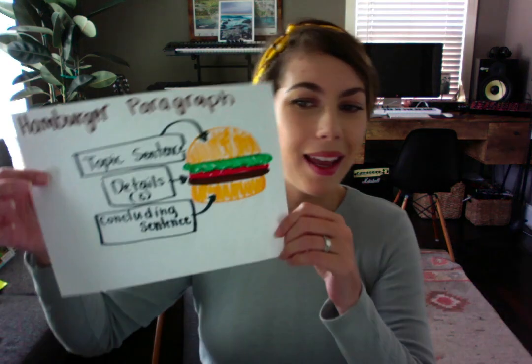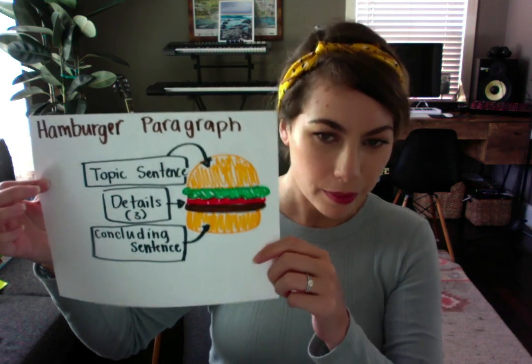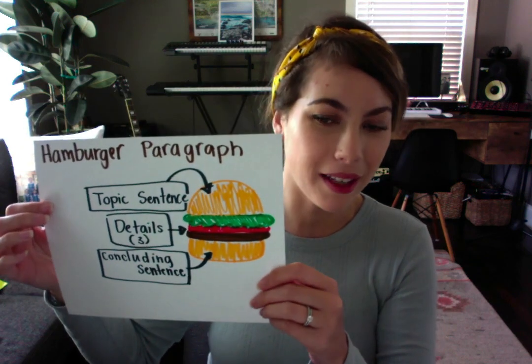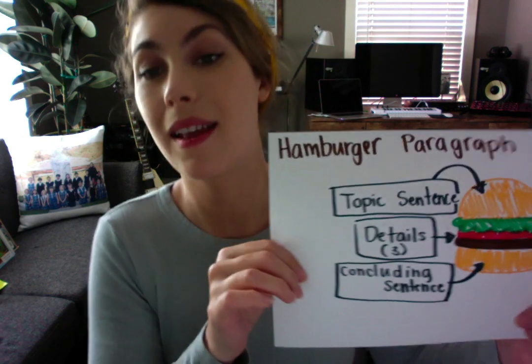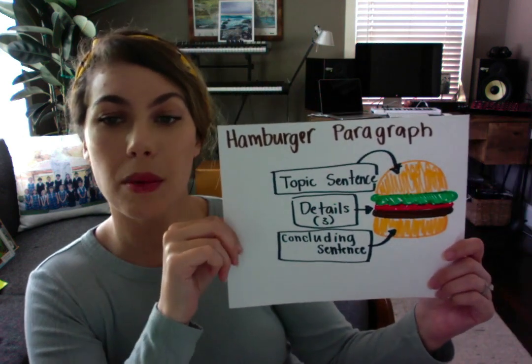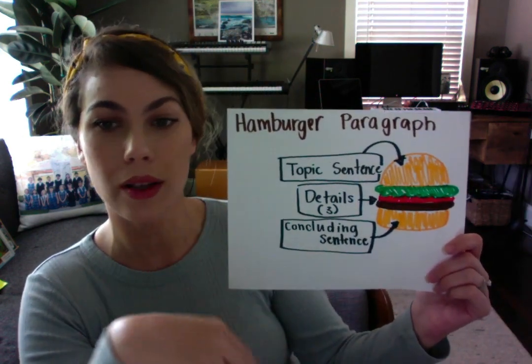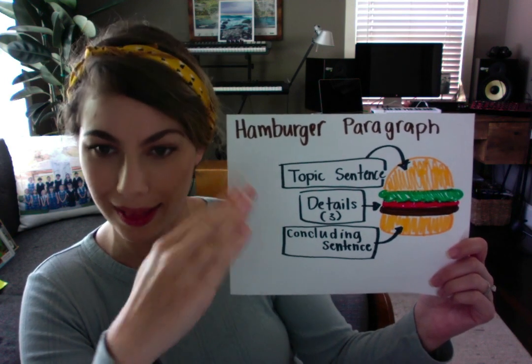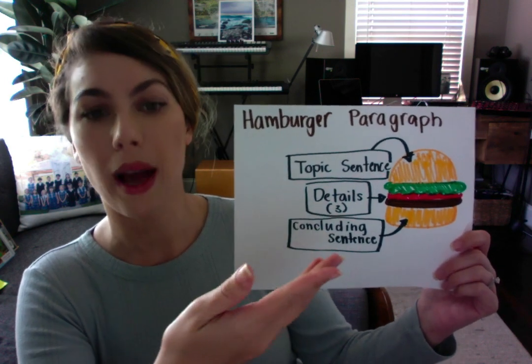And the first thing we're going to do is talk about those topic sentences and details and concluding sentence in a way that I think is easy for you to understand. And that is a hamburger paragraph. And I know it looks silly at first, but it actually makes a lot of sense. So a hamburger paragraph shows you what your paragraph looks like in a fun way.